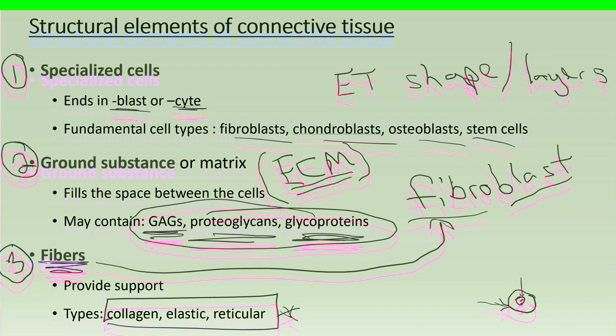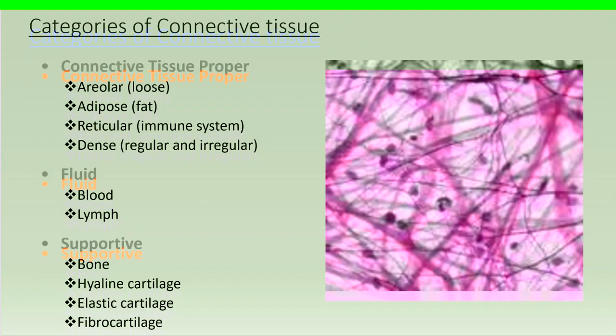All right, so keeping in mind, epithelial tissue was classified by shape and layers. Connective tissue will be classified by the type of cell, the type of extracellular matrix, and the type of fibers. All right. So the way we classify connective tissue, because it is so varied, is we'll classify it into three groups. So group 1 is your connective tissue proper. Group 2 are your fluid. And group 3 is your supportive.